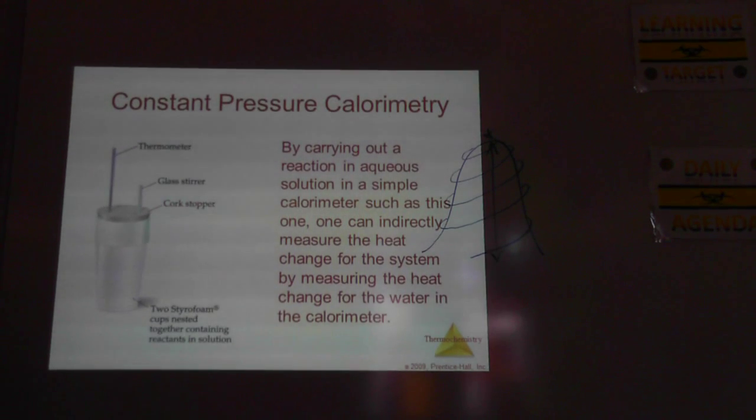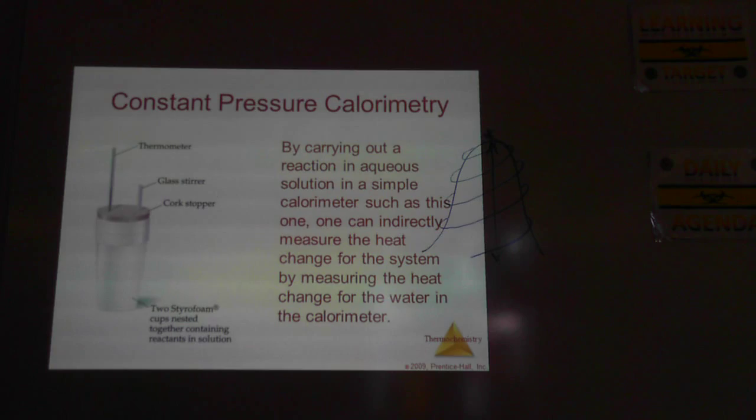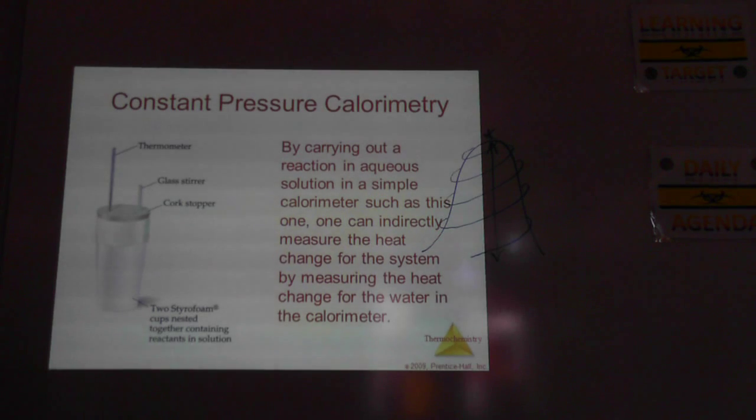Okay, so by carrying out a reaction in an aqueous solution, and this is something that we will do in a laboratory in this class, we kind of make our own bomb calorimeter from two styrofoam cups nestled into one another. We can indirectly measure the heat change for a system by measuring the change in the temperature of the water that's in the calorimeter. So the inside cup is full of water, okay? The outside cup has a chemical reaction going on in it, and so we can measure the temperature using the thermometer.